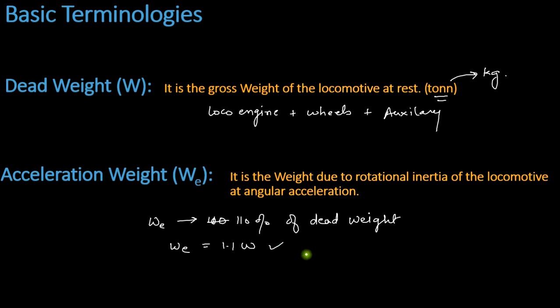As we need to calculate the expression for tractive force, we will be required to use the weight of the locomotive, but instead of using the dead weight of the locomotive, we will be using the effective weight or the accelerating weight of the locomotive.